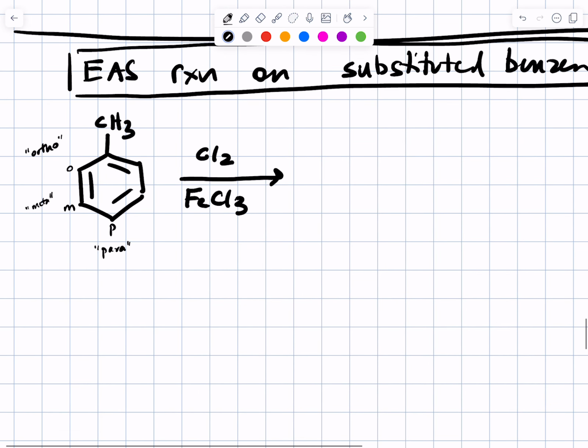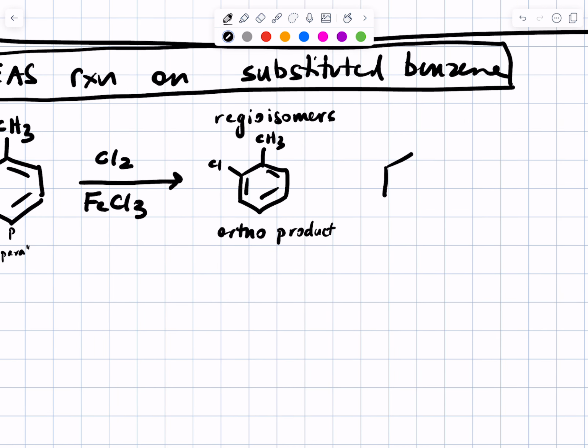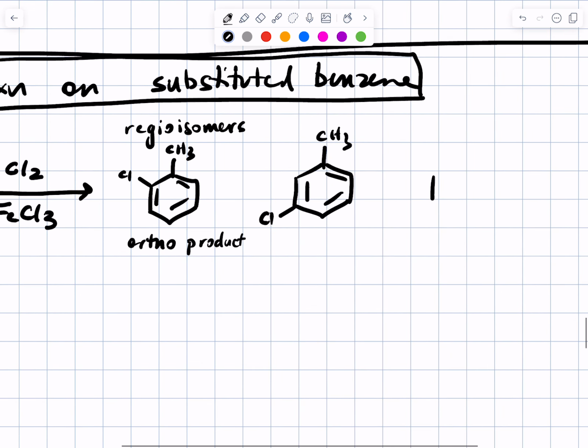So you have to worry about regioisomers. The question that you're going to ask is, does the new chloro group get substituted at the ortho position like this? This is the ortho product. Does it get substituted at the meta position? That's the meta product. Or does it get substituted at the para position? That's the para product.